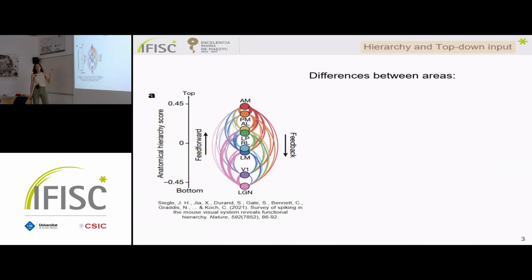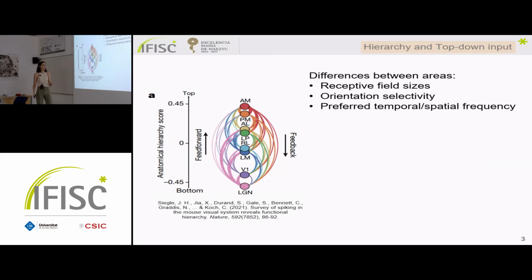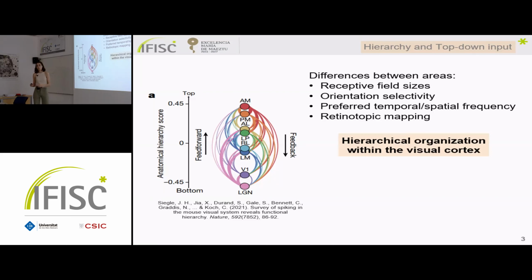These areas are different because they have different receptive field sizes, different orientation selectivity, prefer different temporal and spatial frequencies of stimulus, and also have distinct retinotopic mappings, which means that different areas may be looking at different regions of visual space. However, these areas are not all equally different: there are studies that show that in mice there is a hierarchical organization within the visual cortex.